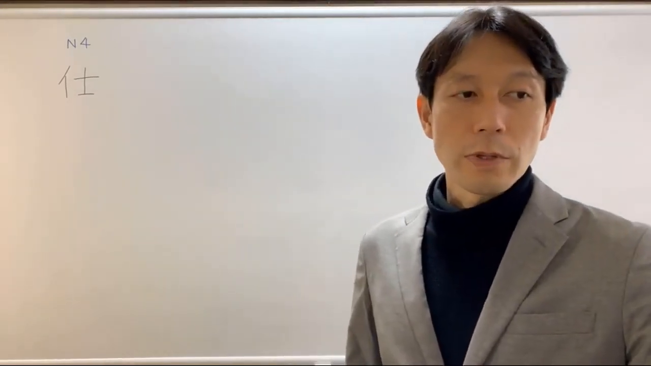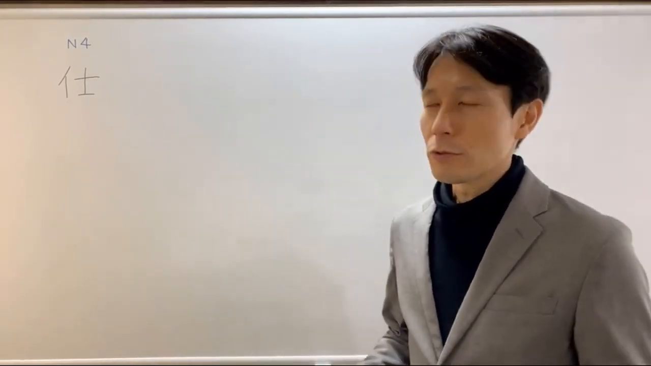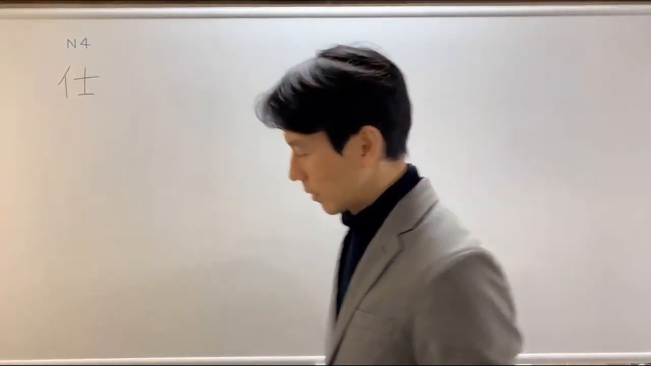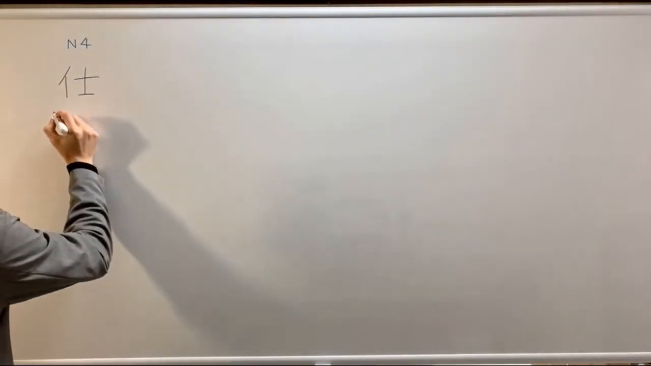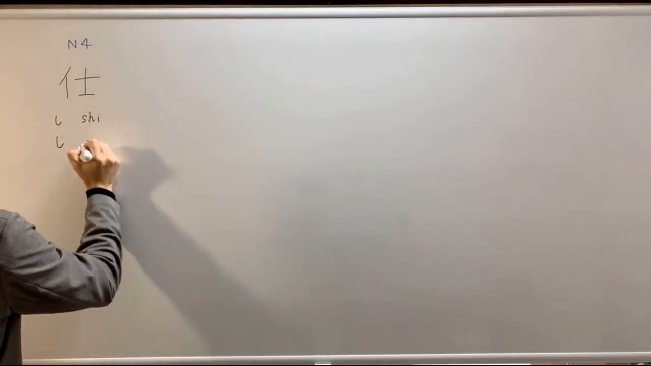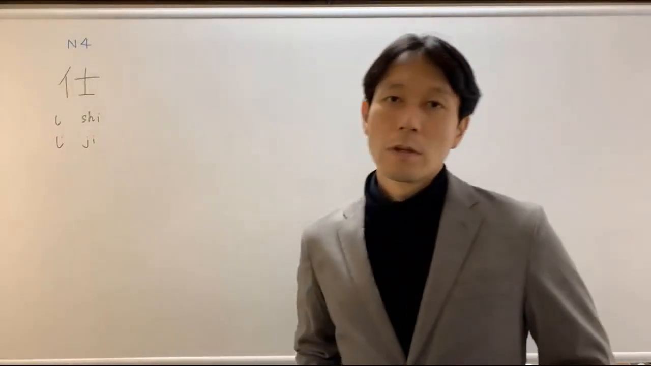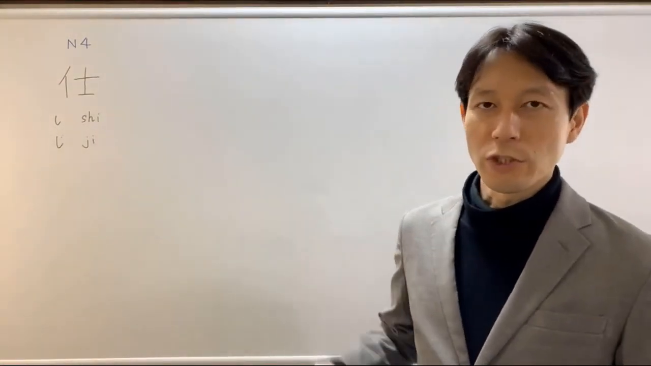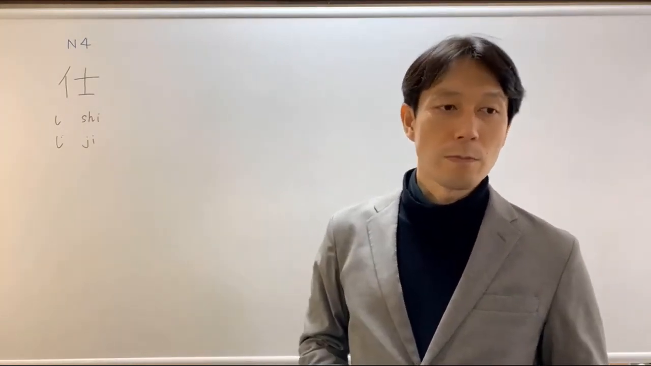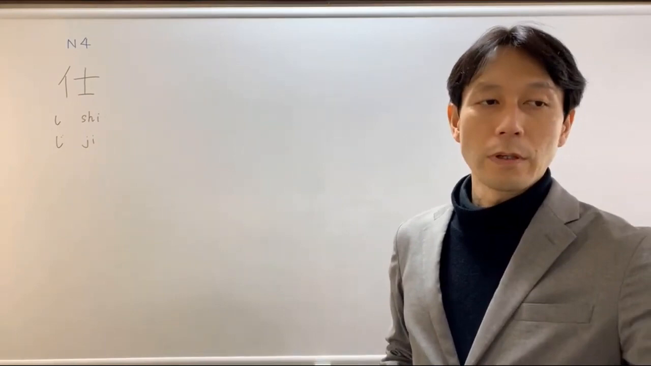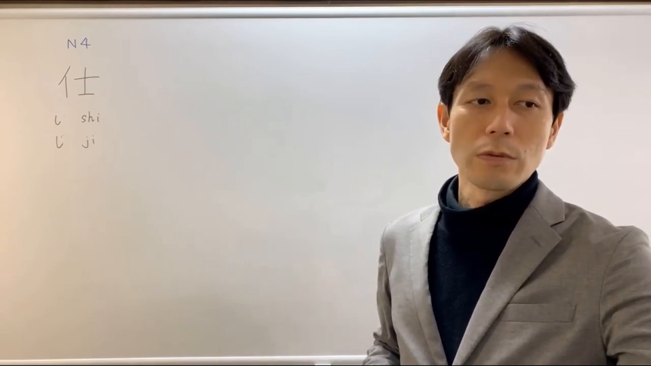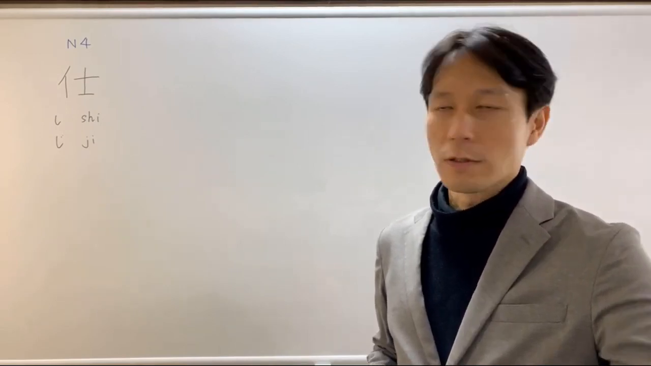Okay, let's get started with the lesson. First, I will introduce readings and some words. The onyomi readings of this kanji are shi and ji. For example, I will introduce six sample words.